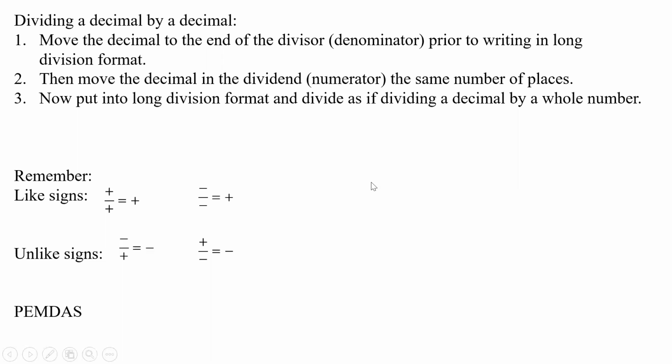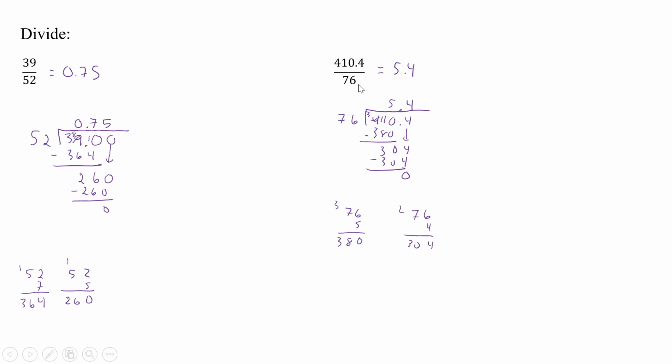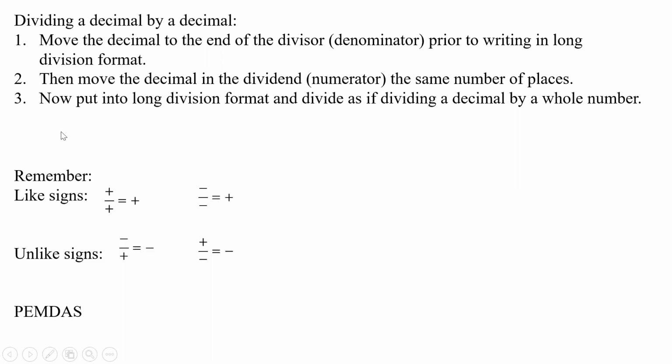So if we have to move it, say 2 places, say this was 0.76 and we had to move it 2 places to the right, we'd have to move it 2 places in the numerator as well. Then we put it into the long division format and divide as if dividing a decimal by a whole number, because that's what we're doing now.